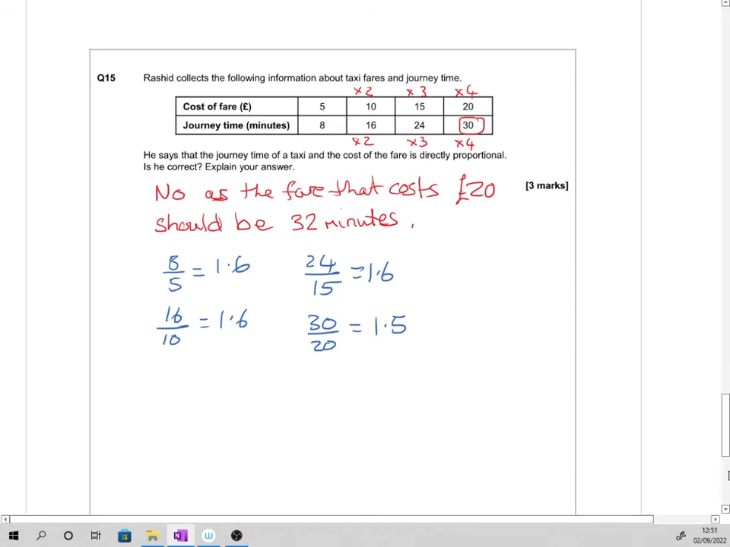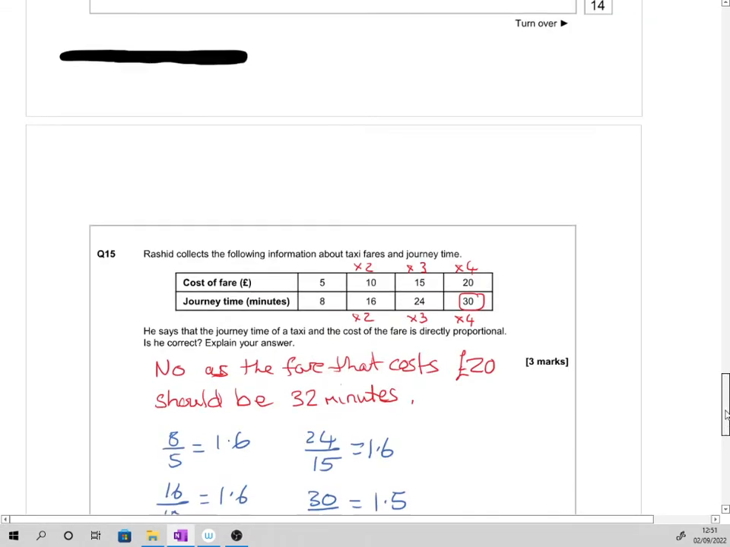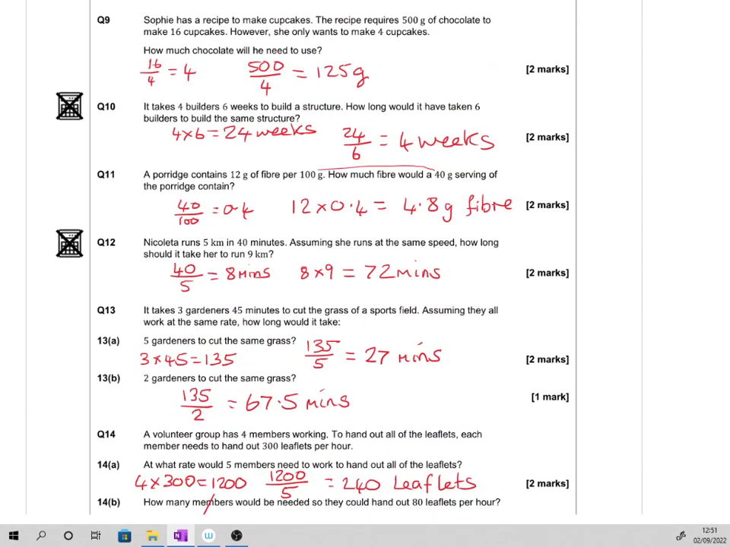So there you go. So that was proportion. Yeah. Proportion. Okay. See you in the next.